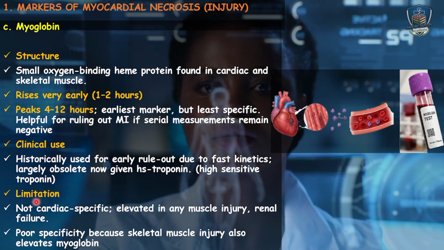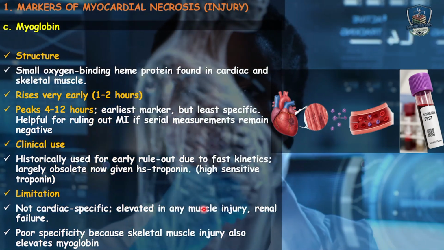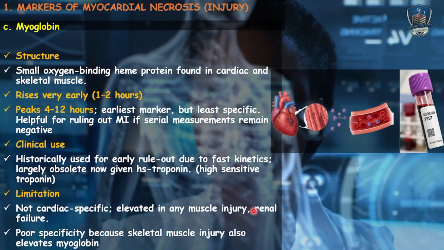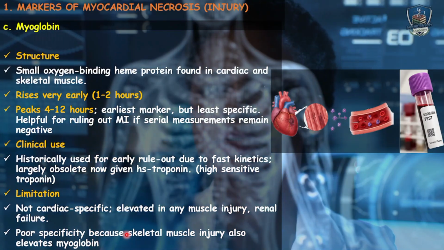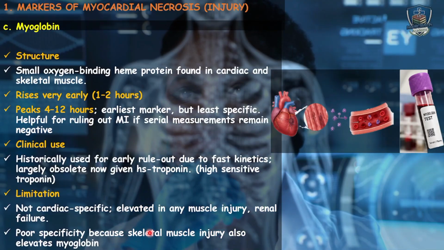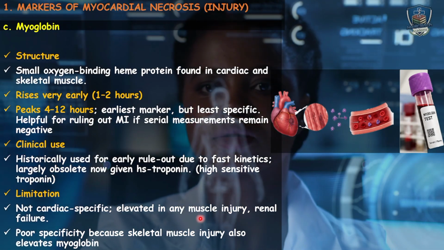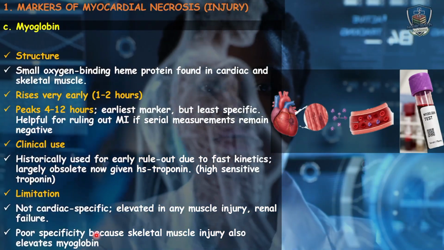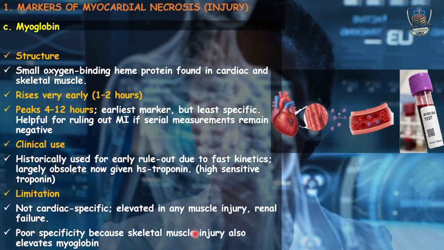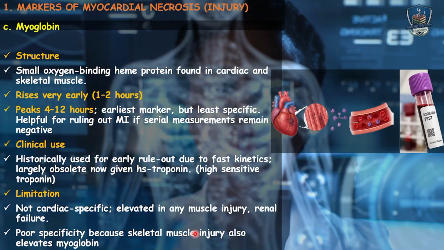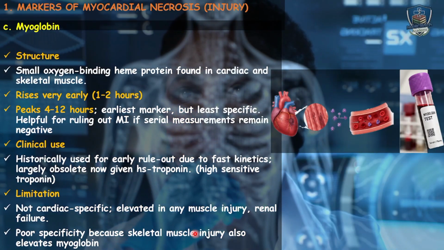As for limitations, I told you guys that this one is not cardiac specific. It also may become elevated in any muscle injury or in renal failure. So the poor specificity of myoglobin is the reason why you don't use it. It's the reason why we go for troponin. Poor specificity, because skeletal muscle injury also elevates myoglobin. So when you've got other injuries, we may also see an elevation of myoglobin. So it's not specific to the cardiac muscle. So that's something that you have to note when it comes to myoglobin.